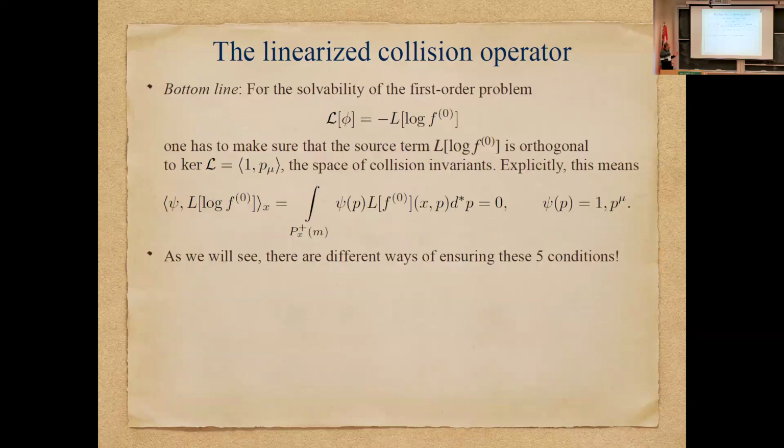So the bottom line is that you can solve this equation, but you need to make sure that the right-hand side is orthogonal to the kernel of L, orthogonal in this Hilbert space, with respect to the scalar product we have introduced. Explicitly, this means that if you take the scalar product of the right-hand side with a collision invariant, 1 or p mu, then this should be 0. There are different ways of imposing this, as we are going to show, but this is basically the bottom line for the solvability of this first order equation.